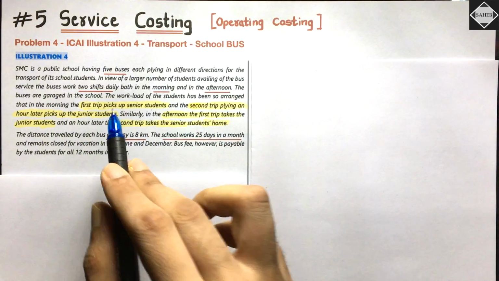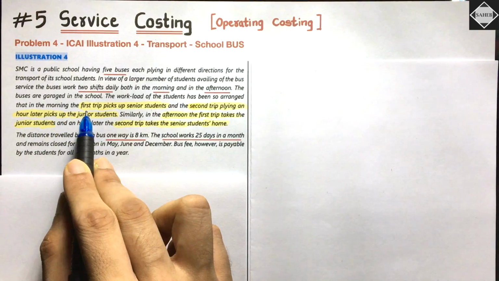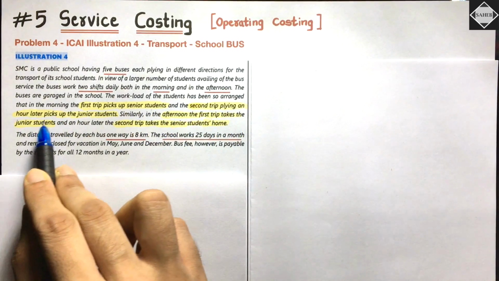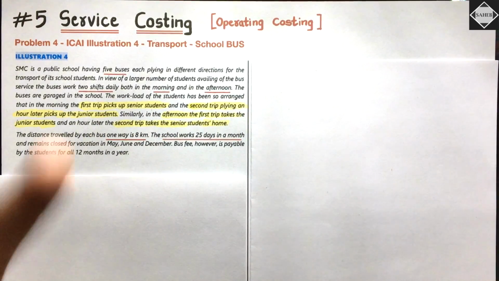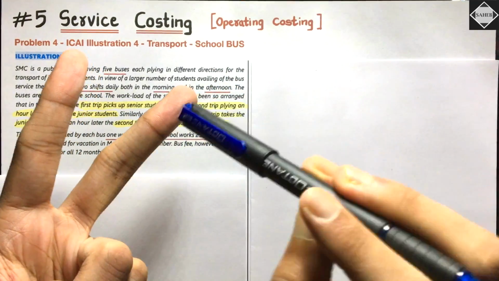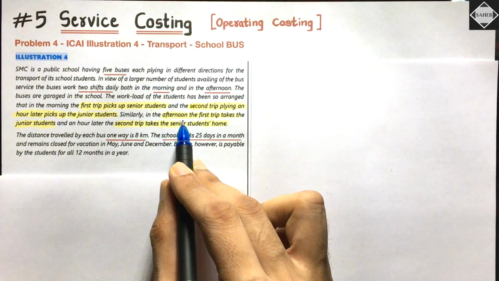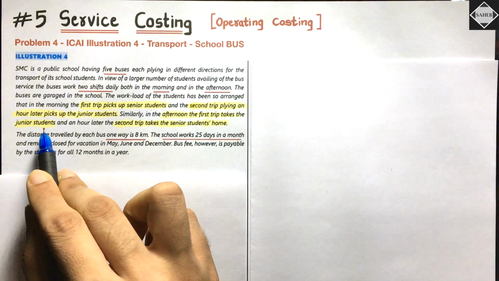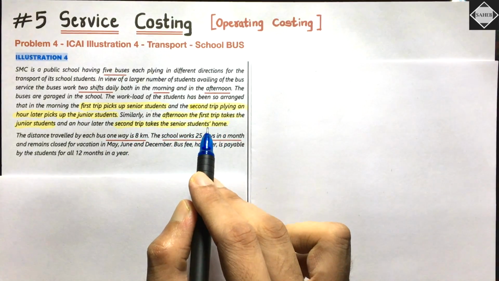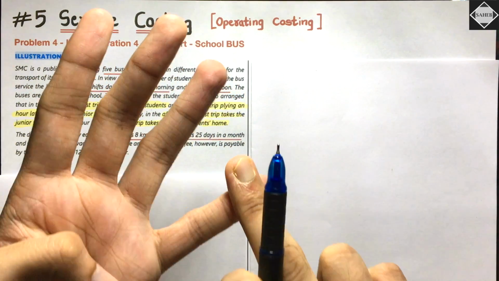Is it clear? Okay. The workload of the students has been so arranged that in the morning the first trip picks up senior students, and then the second trip, plying an hour later, picks up the junior students. You see, 2 shifts are happening in the morning. One for senior students and then an hour later for junior students. Is it clear? So that's what it means, 2 shifts. And then similarly in the afternoon, the first trip takes the junior students, and then an hour later the second trip takes the senior students home, right? So in the afternoon also what happens? First junior students will go home and then the senior students will go home.